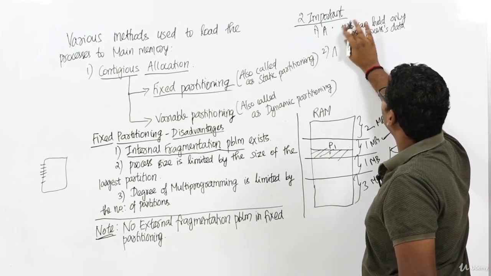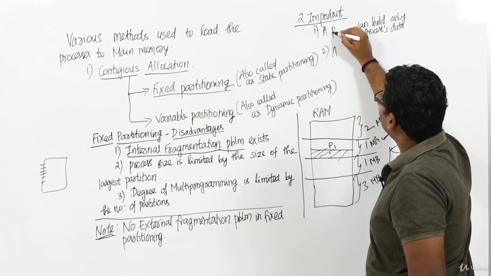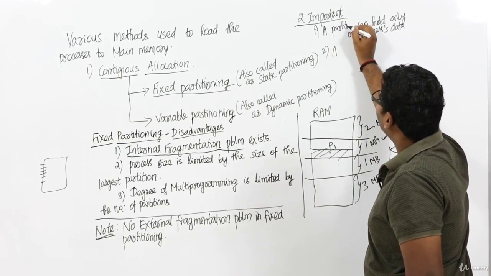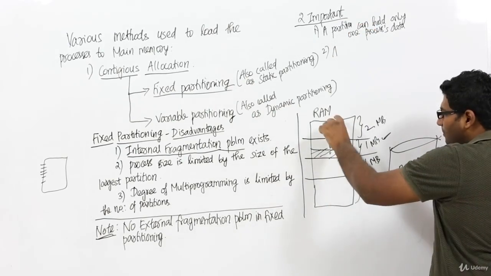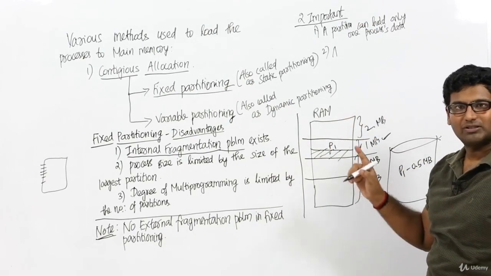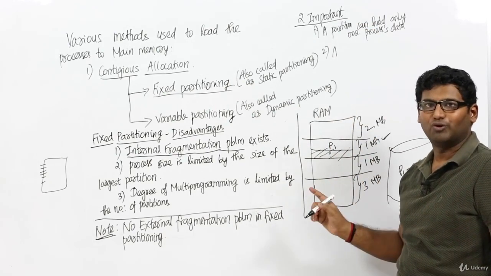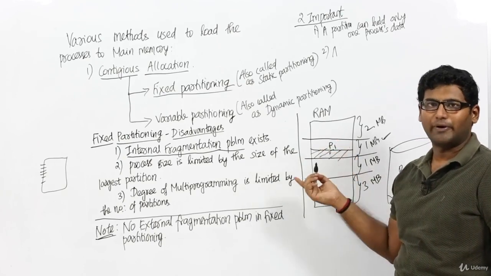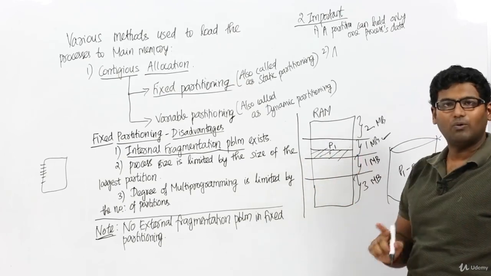Sorry, this is not process. Okay, this is partition. A partition can hold only one process's data, right? Which means in this partition I can either place process P1 or P2 or P3 or any one of those, but I cannot place both P1 and P2 because our partition can hold only one process.